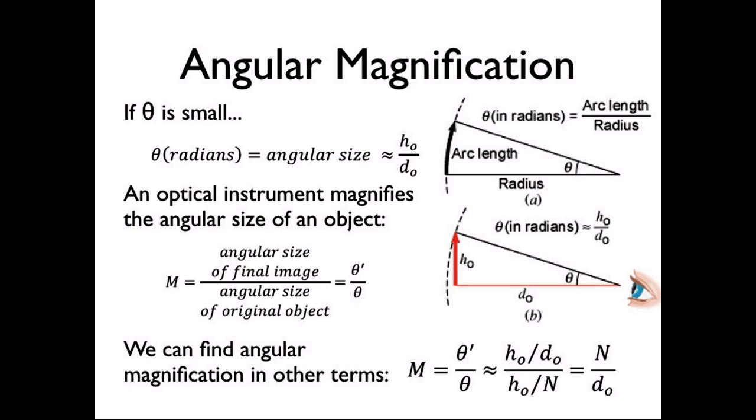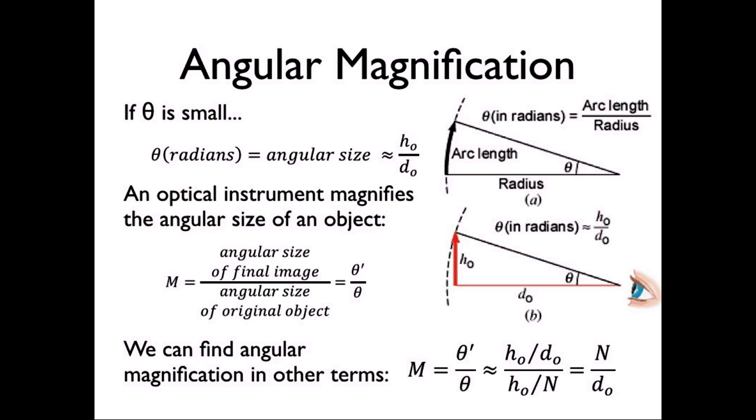Why do we use a telescope or a microscope? Again, we want to make something appear to be larger. So when we're looking at the magnification, we're looking at the ratio of how big the angular size of the final image is, how big we've made the thing appear to be, over the angular size of the original object. And I believe we have a different picture for that.